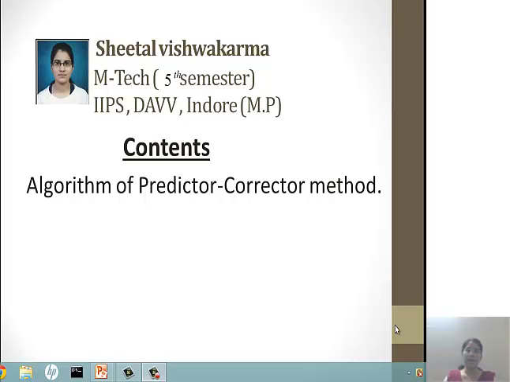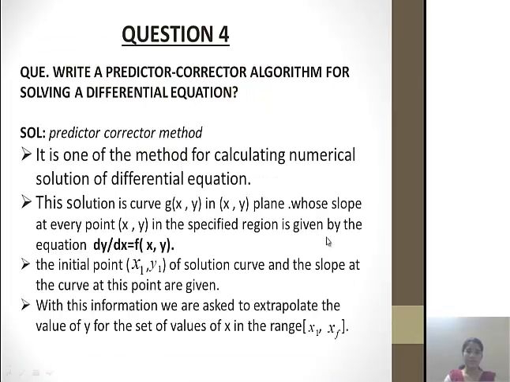In this video lecture, I am going to explain the algorithm of the predictor-corrector method. First of all, let us check what the predictor-corrector method is. This is a method for calculating the numerical solution of a differential equation. This solution is a curve g of x, y in the x, y plane, whose slope at every point x, y in the specified region is given by the equation dy by dx equal to f of x, y.